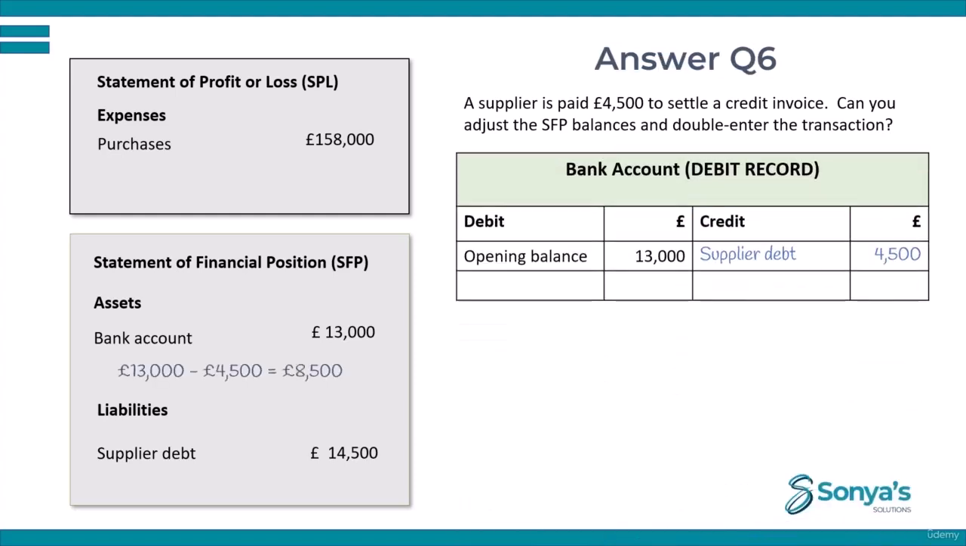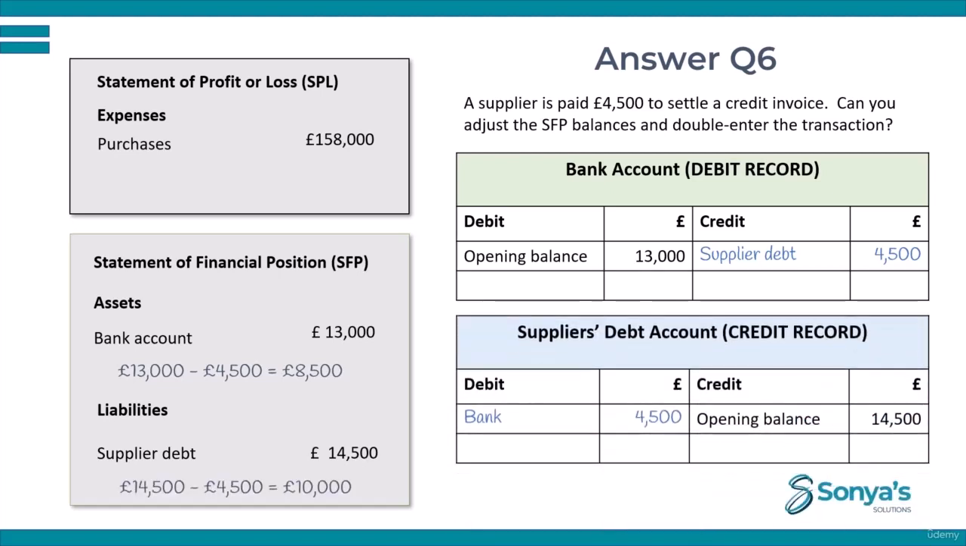There's £13,000 in the bank. The supplier is being paid £4,500, so the bank balance reduces. A credit entry in the bank account reduces the asset of cash. Suppliers are owed £14,500. They're being paid £4,500, so the amount owed reduces. A debit entry in the supplier's debt account reduces the liability.